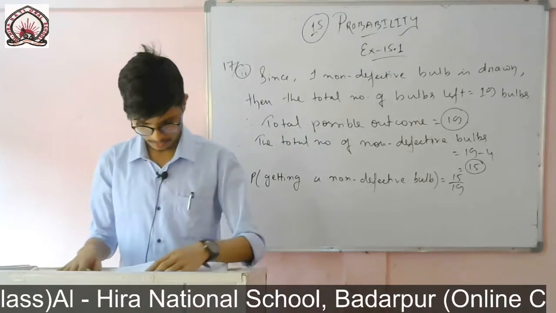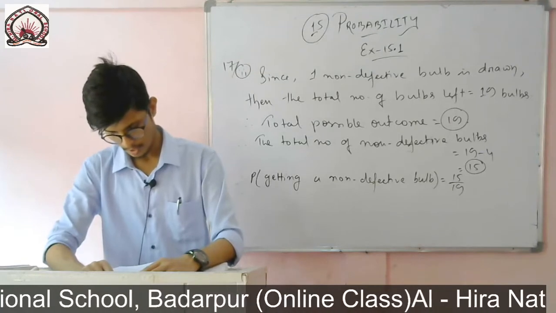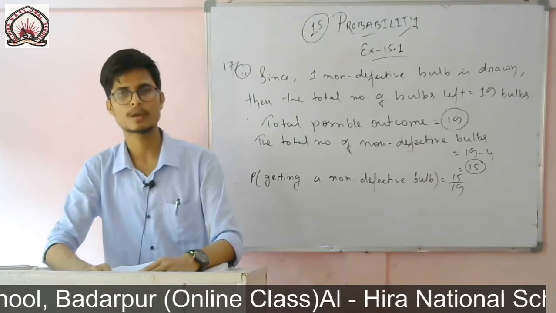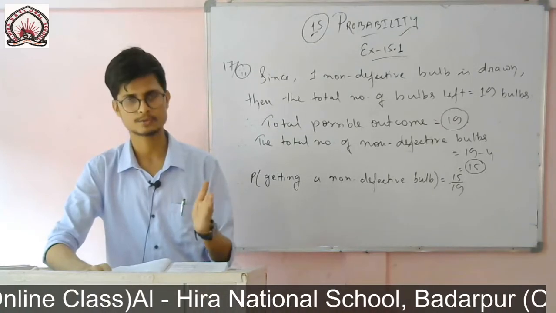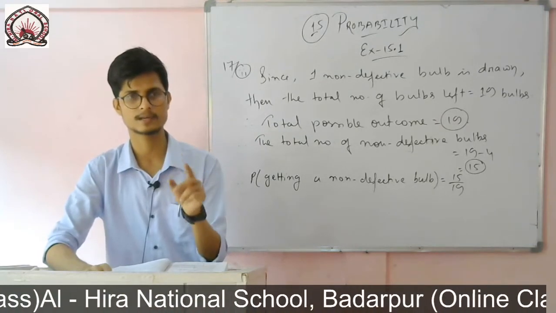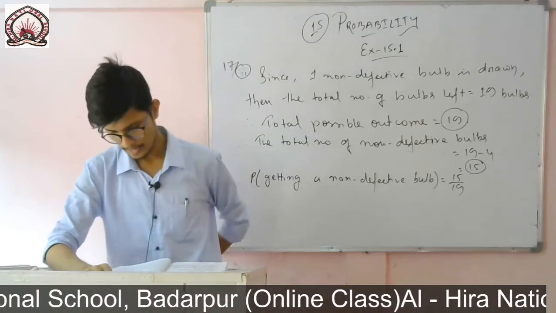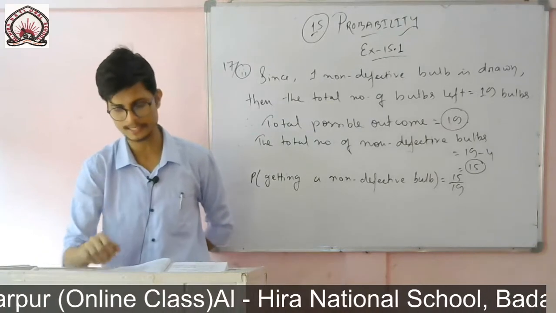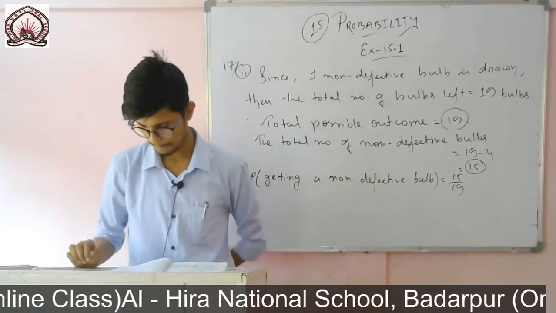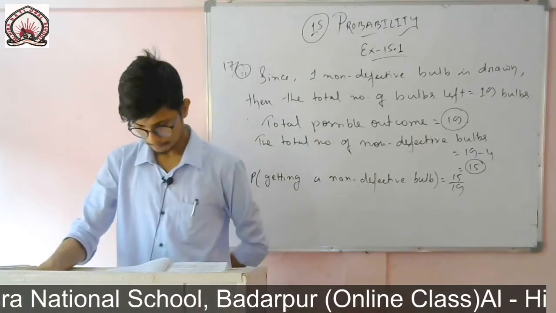Okay, now question number 18. A box containing 90 discs which are numbered from 1 to 90. So in each disc there is one number, starting from 1 up to 90. If one disc is drawn at random from the box, what is the probability that it bears a 2-digit number, a perfect square number, and a number divisible by 5?